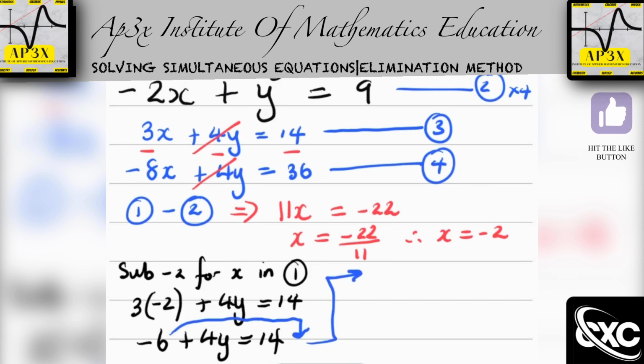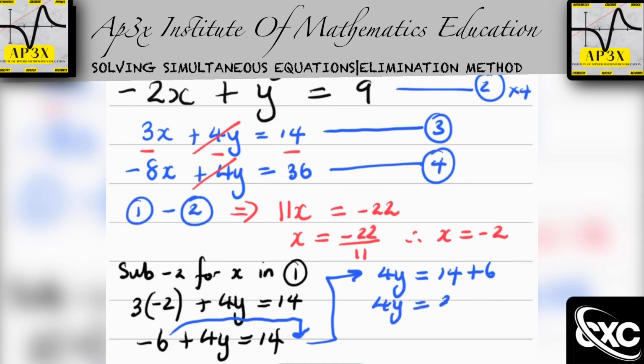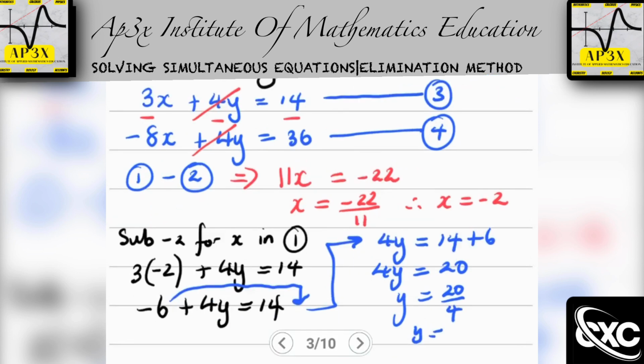So I'm going to have here 4y equals 14 plus 6. 4y then works out to be equal to 20. And by splitting the product between the 4 and the y, we end up with y being equal to 20 divided by 4. Y works out to be 5.